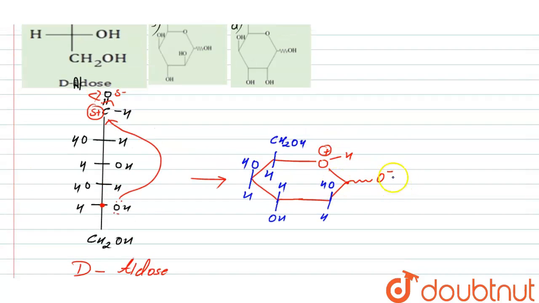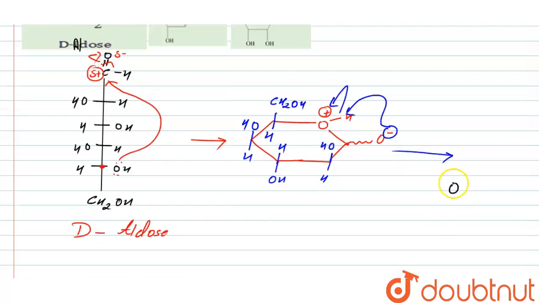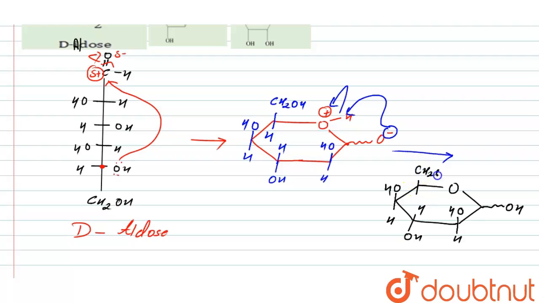Now we can see that we have O negative and here we have H. So this O negative will attack this H plus ion and this bond will shift over here. From here we will get something like this, with oxygen and OH. OH will be above, H will be below, OH will be above, OH will be below, H will be below, OH will be above, and here we will get CH2OH and here H. This is called intramolecular proton exchange.